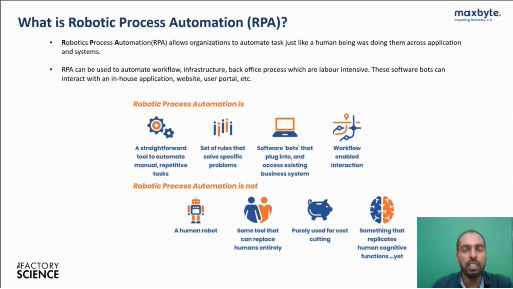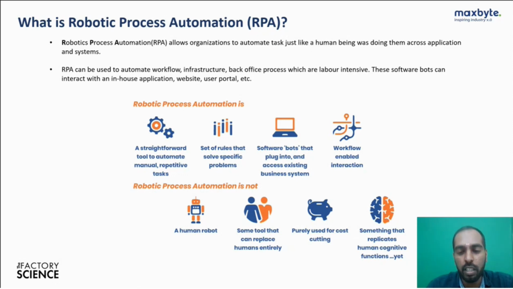Many think RPA will be like a human robot. No, it is not. Robotic process automation is not a human robot, and it is not a tool that can replace the human in the workplace. It is not entirely a tool to replace human tasks. As I mentioned earlier, it is to automate the repetitive manual tasks.